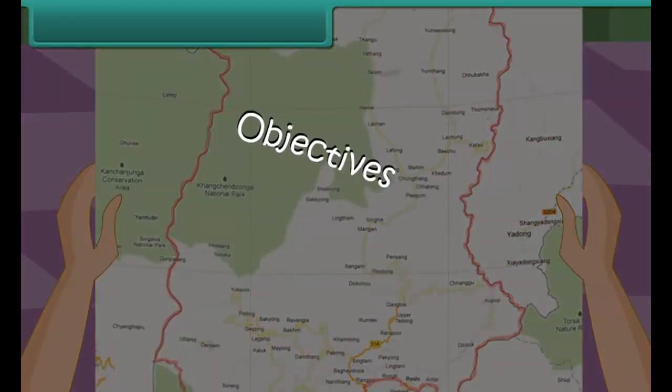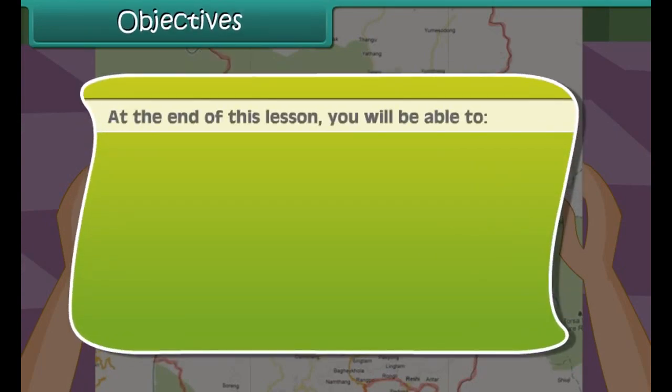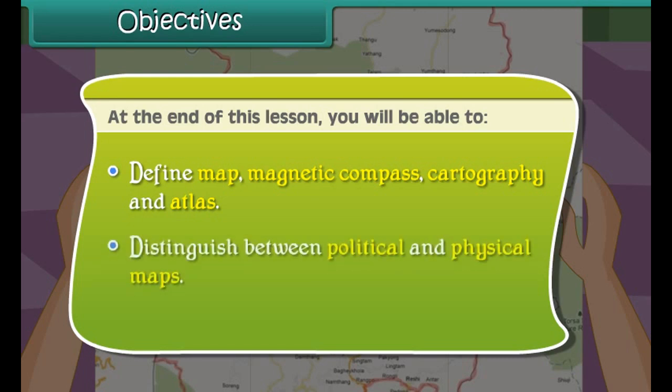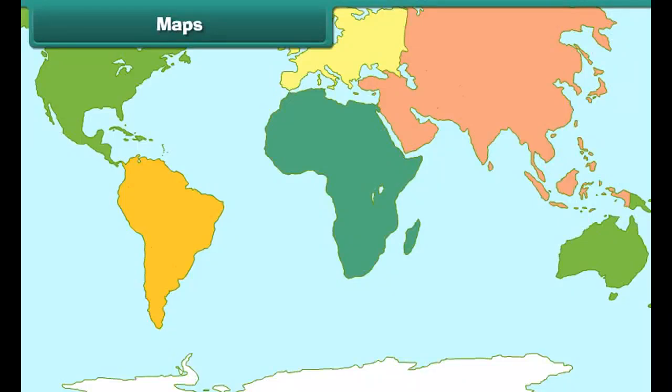Objectives. At the end of this lesson, you'll be able to define map, magnetic compass, cartography, and atlas. Distinguish between political and physical maps. Maps. A map represents some portion or all of Earth's surface diagrammatically.